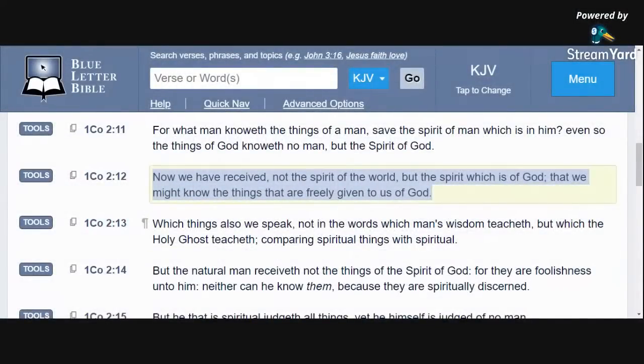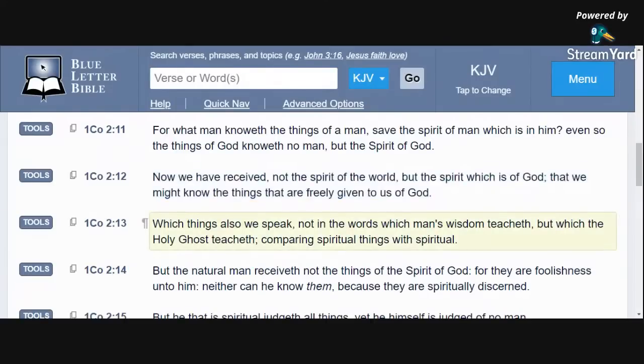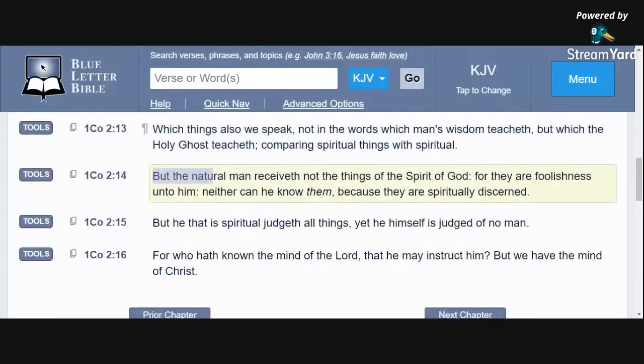So back in 1 Corinthians 2:12. Now we have received not the spirit of the world, because the world can't receive the spirit of truth, as we read early on, but the spirit which is of the Most High, that we might know the things that are freely given unto us, which things also we speak, not in the words which man's wisdom teacheth, but which the Holy Spirit teacheth, comparing spiritual things with spiritual. But the natural man receiveth not the things of the Spirit of the Most High, for they are foolishness unto him. Neither can we know them, because they are spiritually discerned. You got to have the Spirit to see this.